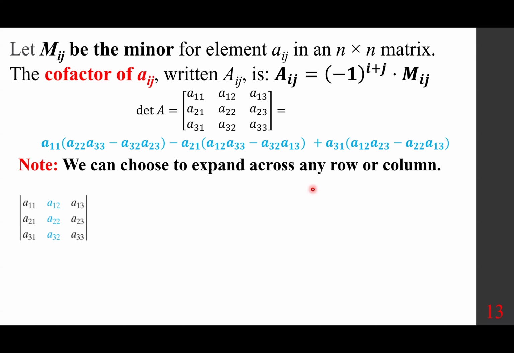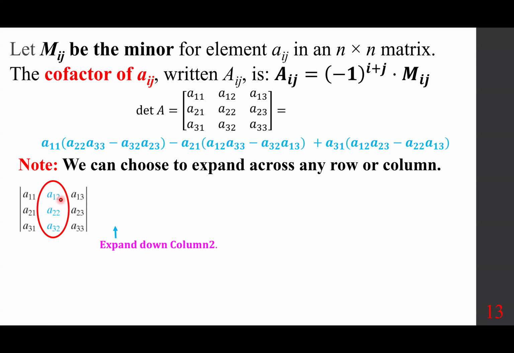So for example, if you decide to go with this one, you're going to say A12 times what's left, but you have to start with the negative sign because negative 1 to the power of i plus j, i is 1, j is 2. i plus j is 3. So that's why this one starts with a negative sign. If you go with this one, expand down the column. So this column will be going away, and this row, and then you have this. We get just the first one. And again, negative 1 to the power of 1 plus 2.